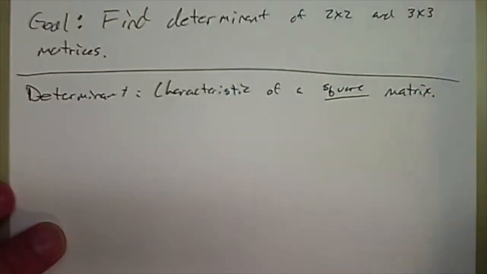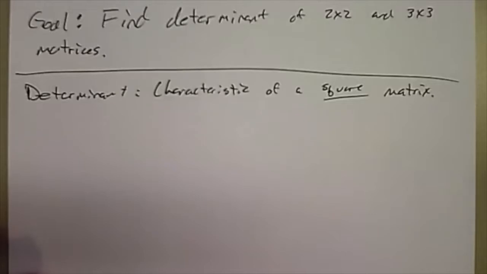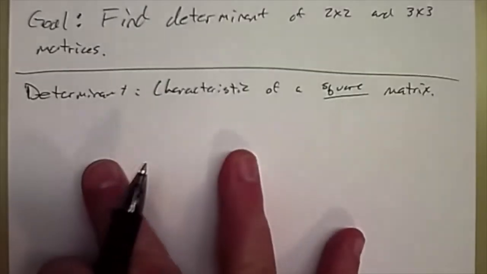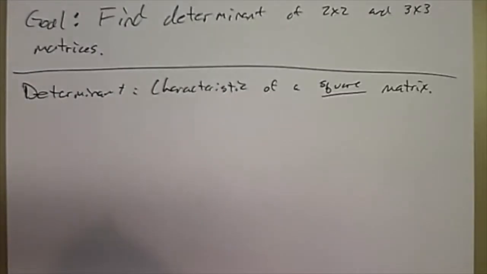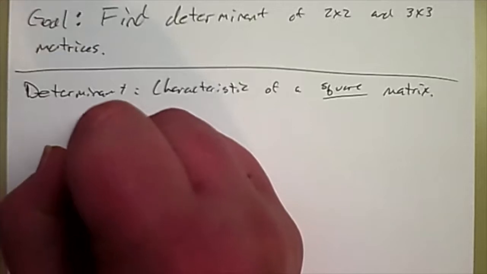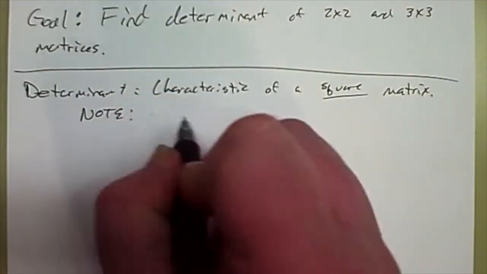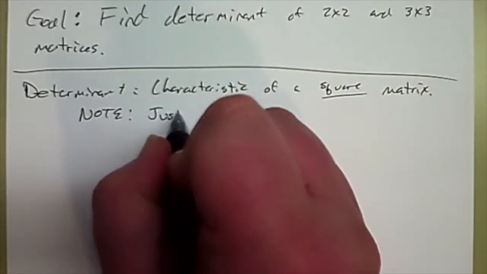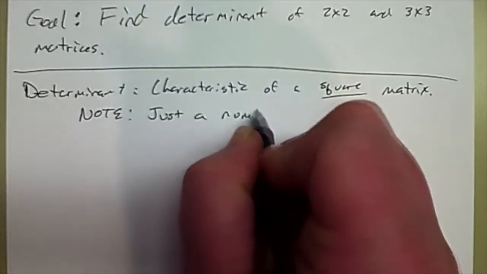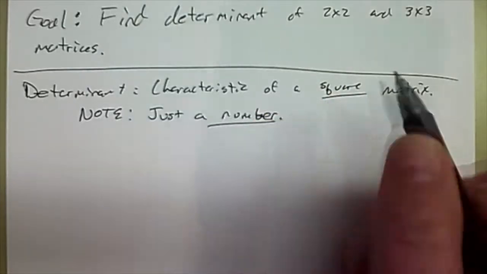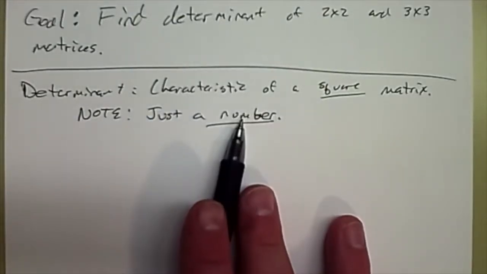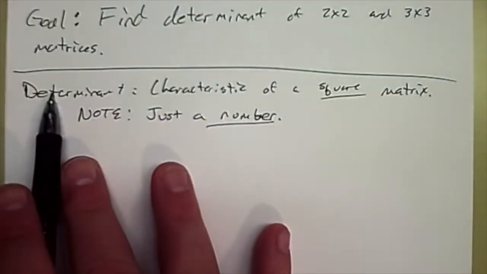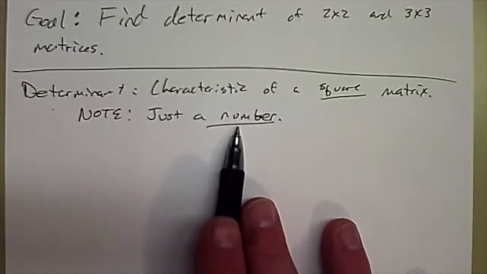Okay? Now, there's a formula that we get. So I'm going to just start with the formula for a 2x2 and do an example, and then I'm going to give you the formula for a 3x3 and do an example. And one other thing that we need to know about determinants, note, the answer is just a number. When you find a determinant, you're finding a number. I'll say it again. When you find a determinant, you're going to find just a number.